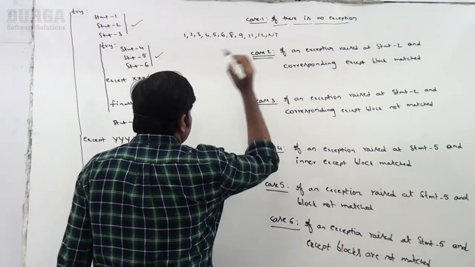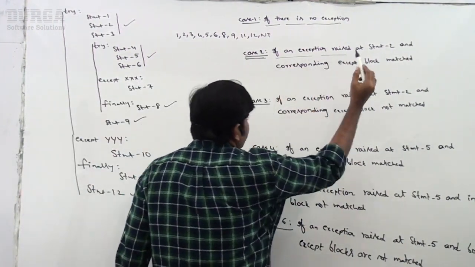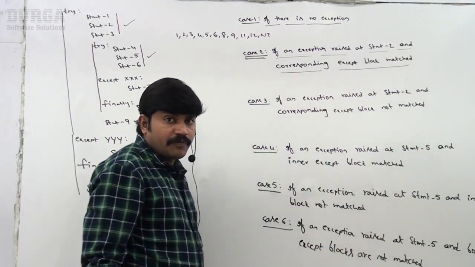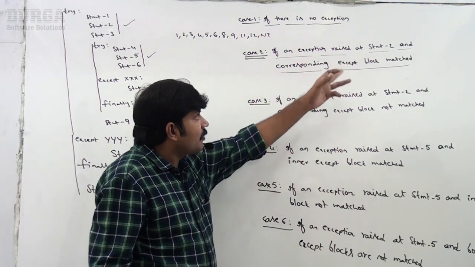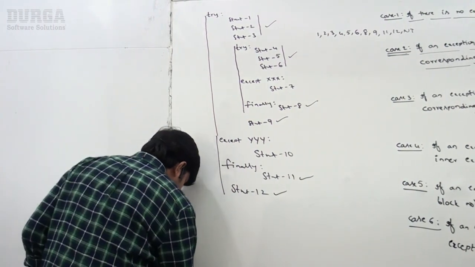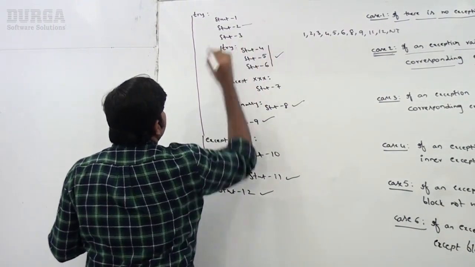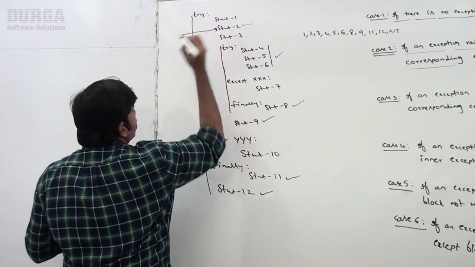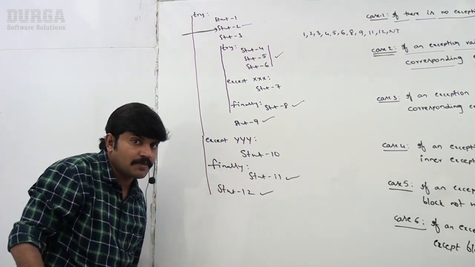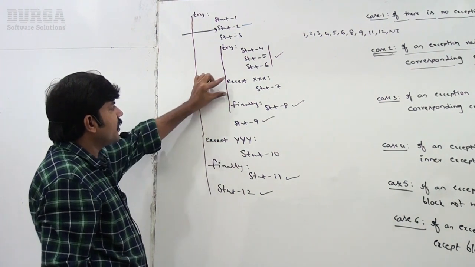Observe very carefully about this case 2. If an exception is raised at statement 2 and the corresponding except block matched, there is a problem here. Which is the corresponding except block? This is the outer except block. It is nowhere related to the inner except block.